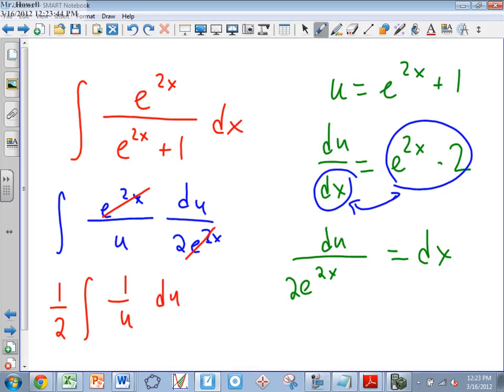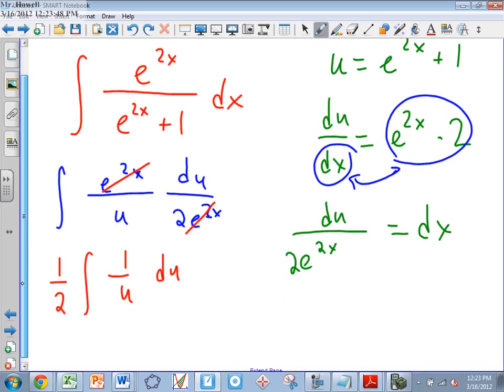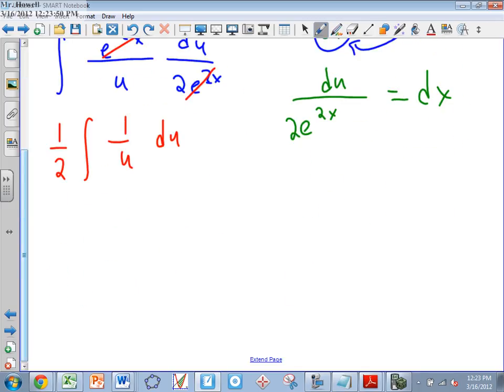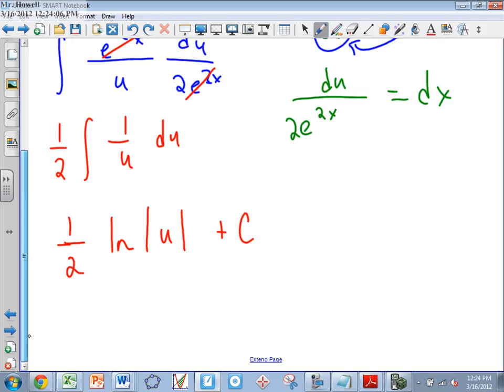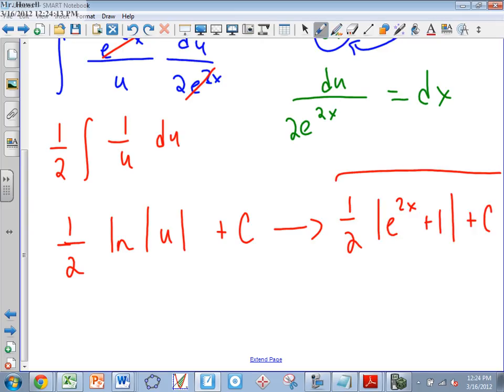What's the integral of 1 over u, though? Ln. Good. Was that absolute value? And what was u defined as in the beginning? U was defined as the denominator, e to the 2x plus the 1. Don't forget the 1. So I go ahead and I say 1/2 ln of absolute value e to the 2x plus 1 plus c. That's the answer.